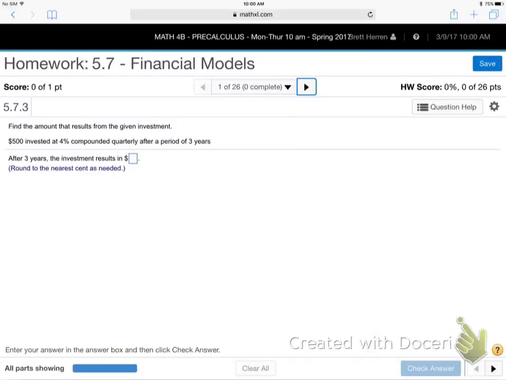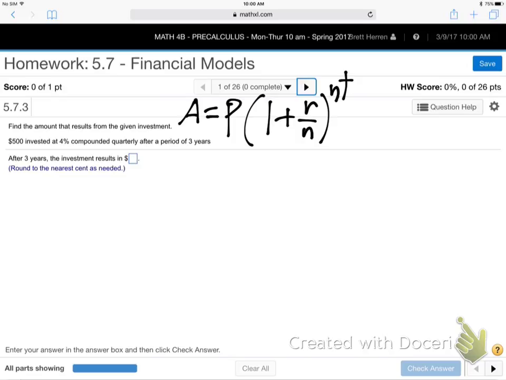I need to give you a formula. Let me see. Make sure I give you the exact way we're going to do it. Let me grab my notes here. So, all right, here is the formula we will use. A equals P(1 + r/n)^(nt).